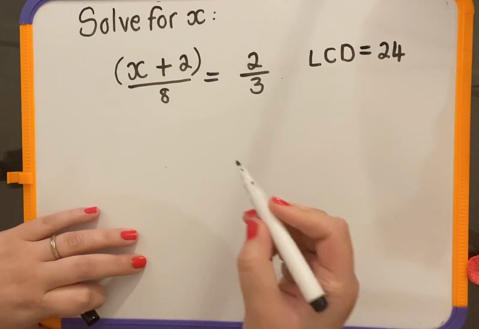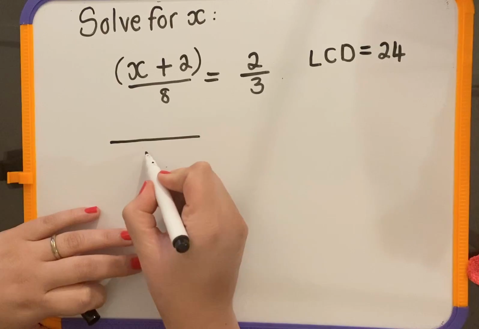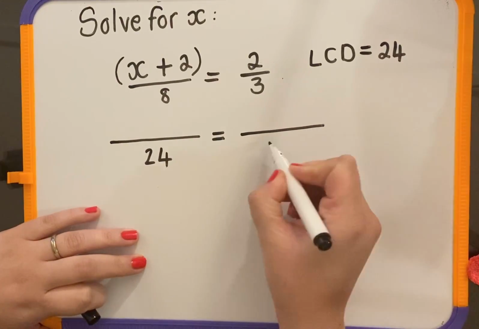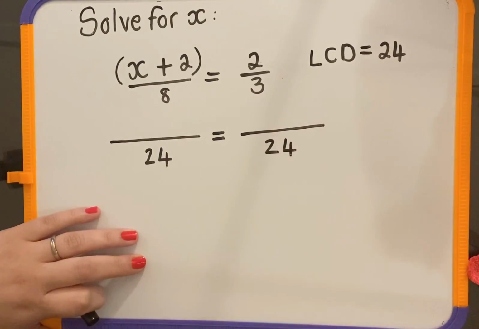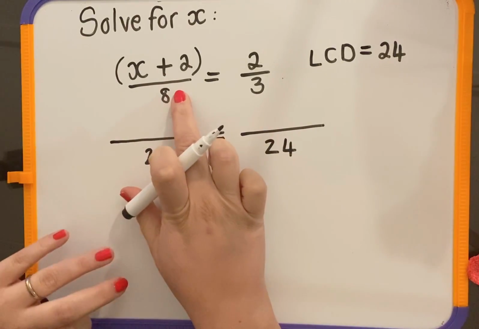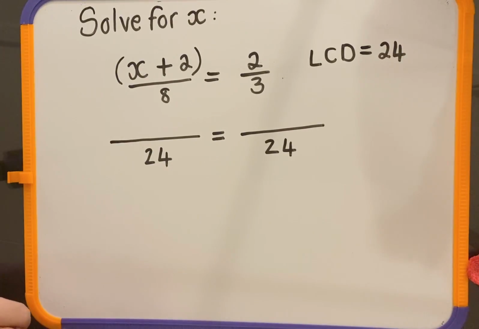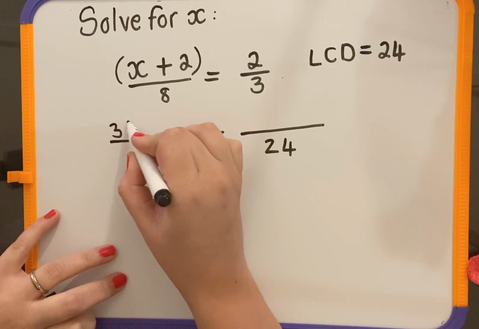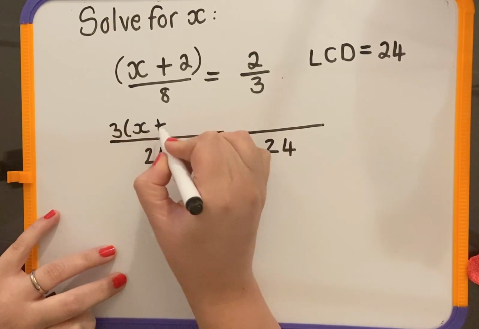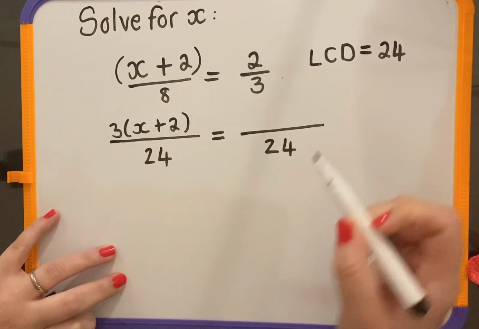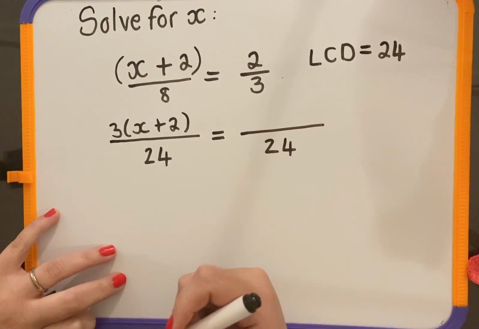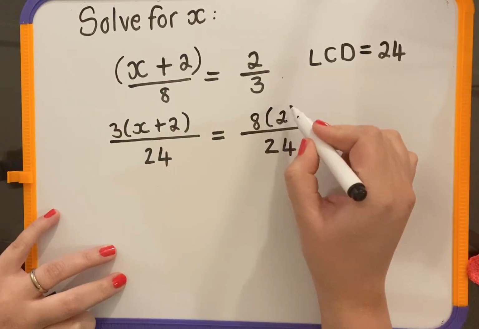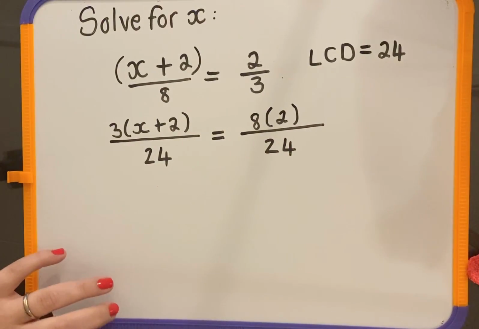So we say, now you don't have to do the step, I'm just going to show you. To get to 24, what do I multiply by? I multiply by 3. So because I multiply by 3 in my denominator, I have to multiply by 3 in my numerator. 3 to get to 24, I multiply by 8. What I do in the denominator, I have to do in the numerator.